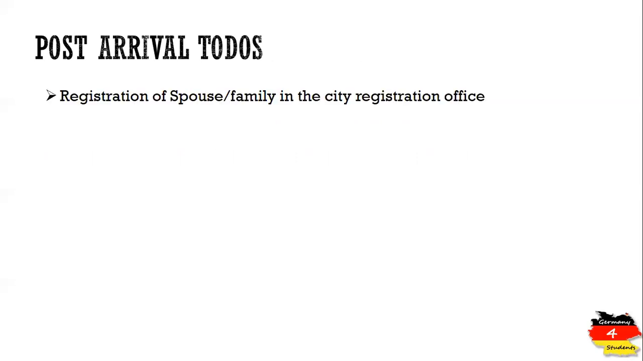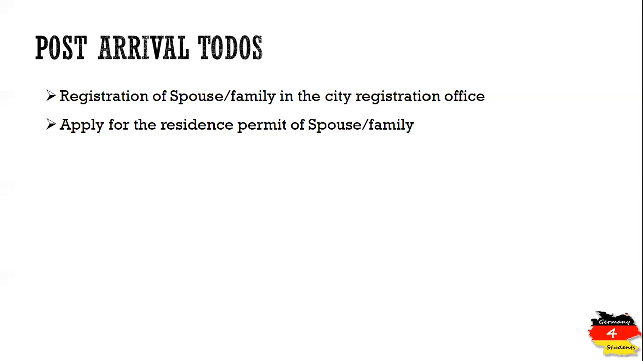Now we see what are the post-arrival to-dos. So if you are lucky enough and you have got that family reunion visa, and you are here in Germany, it's very important to register yourself and the spouse and the kids. It's very important for them to get themselves registered in the city registration office. It's recommended that you register within 14 days of your arrival. Once the registration has been done, then you apply for the residence permit of the spouse, and if you have kids, you also apply for them.